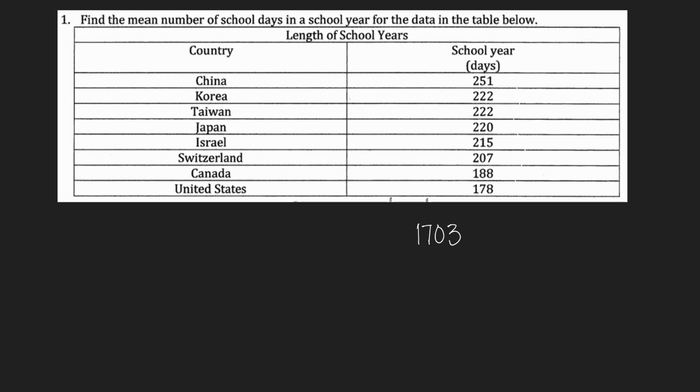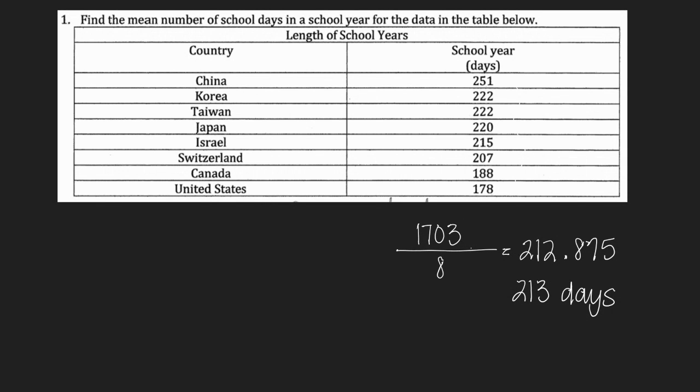1703. Now remember that the mean, you add them all up and you divide by how many there are. So there's 1,703 days divided by 8 different countries. This gives us an average amount of 212.875. Now it doesn't really make sense to say school days like that, so let's round that to about 213 days. That is the average length of a school year.